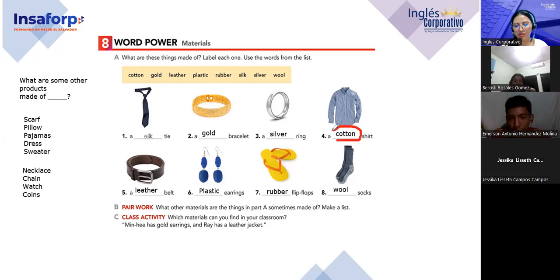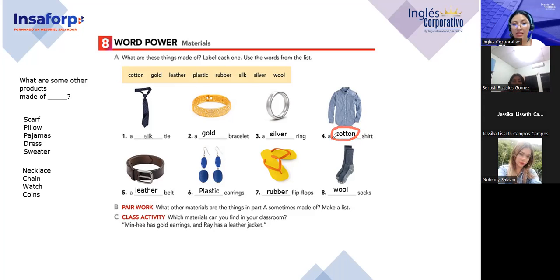cotton, creo que es uno de los más baratos, diría yo, más fresco y más comunes, right? Casi que toda la ropa. Yeah, almost everything, it's made of cotton. Yes, that is a very cheap material. It's so fresh. Whenever you're wearing something made of cotton, it's not that hot.